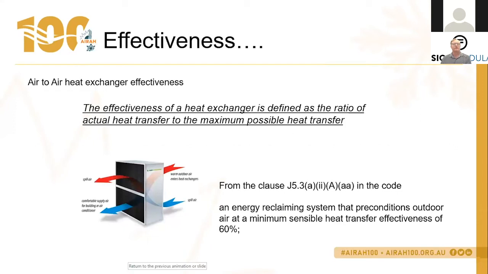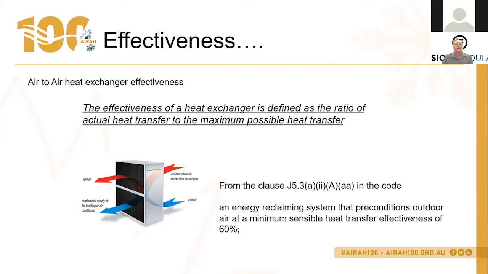Now what I'm going to broach is the requirements within the code around effectiveness. The code actually states in the clause that an energy reclaim system that preconditions the outdoor air must have a minimum sensible heat transfer effectiveness of 60%. So the term is effectiveness. Effectiveness is related to the volume of the fluid flow and the rate of heat exchange between the fluids.